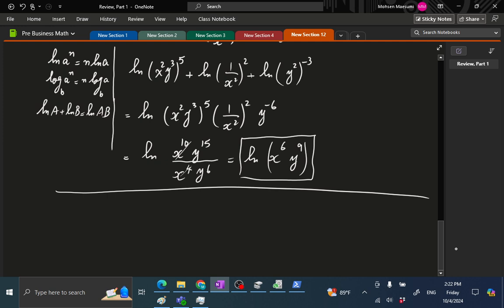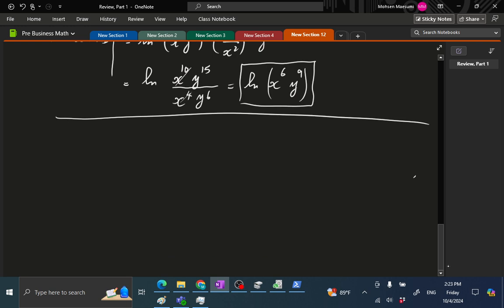Okay, for the next question, let's see what other problems we have on the review sheet. Okay, the next question is related to differentiation. So we're going to have a few problems from this topic.